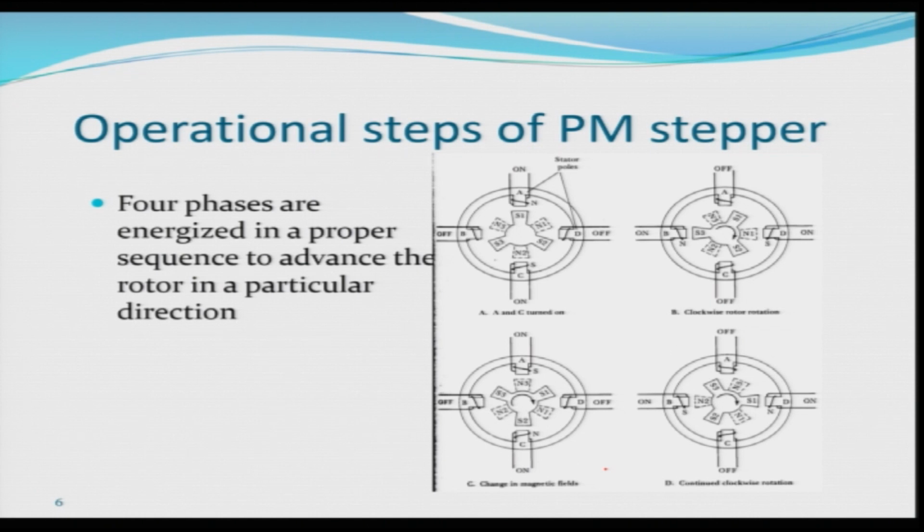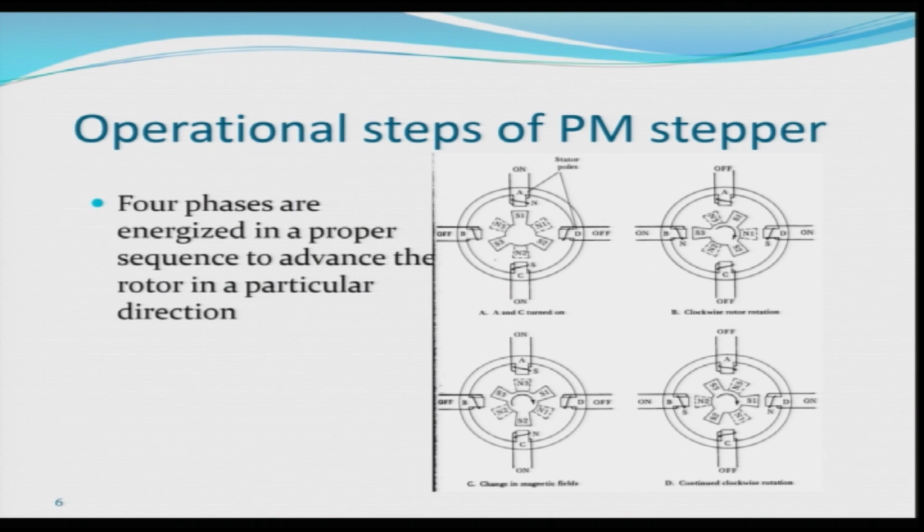Typical operation of a permanent magnet stepper motor can be shown with respect to these figures. There are 4 phases which are energized in a proper sequence to advance the rotor in a particular direction. In figure A, you see this is a rotor and this is a stator. There are poles, and two poles at a time are switched on. Here in figure A, stator poles A and C are switched on, the rotor is in this position, and with the application of power to A and C, a torque gets generated so that N1 gets aligned to this D pole. In B, you have seen this clockwise rotation that has happened because of the supply given to A and C.